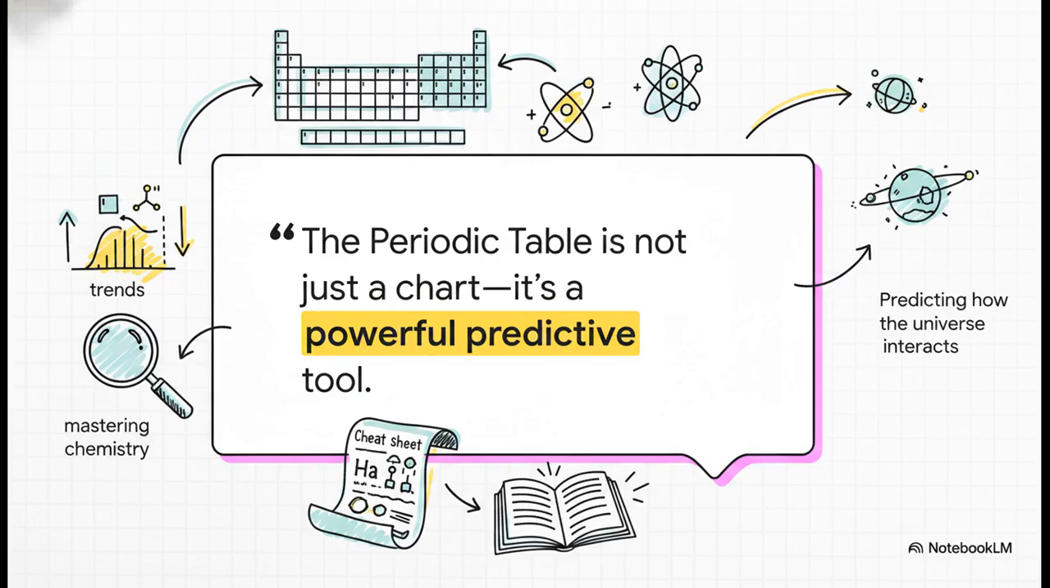So, whenever you see the periodic table from now on, I want you to remember this final takeaway. The periodic table is not just a chart. It's a powerful, predictive tool. You now hold the ultimate cheat sheet for mastering chemistry. By understanding these grids, these blocks, and these trends, you don't have to memorize a million random facts anymore. You can literally predict how the universe interacts.